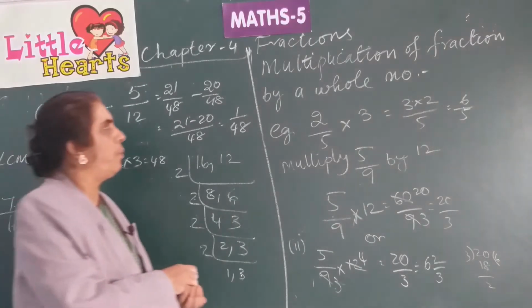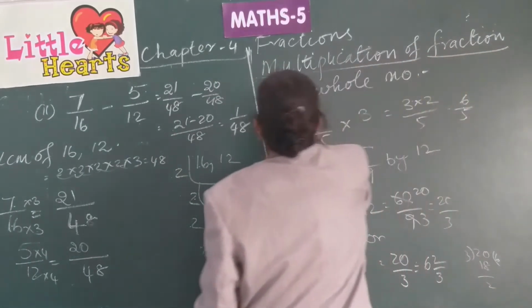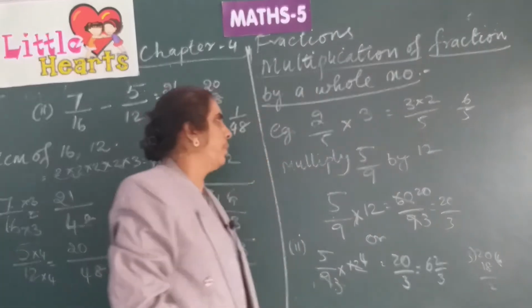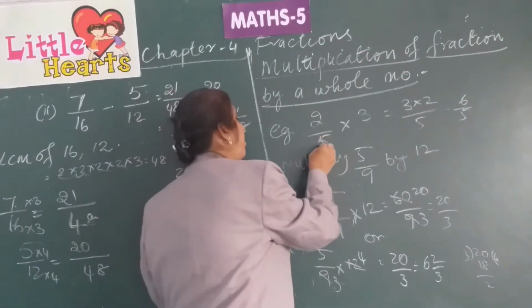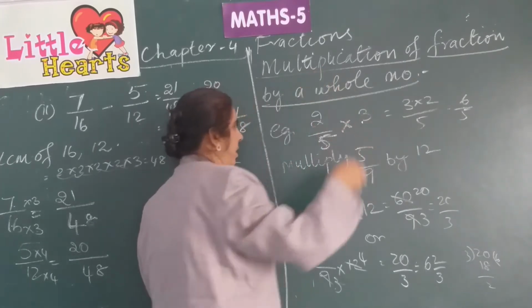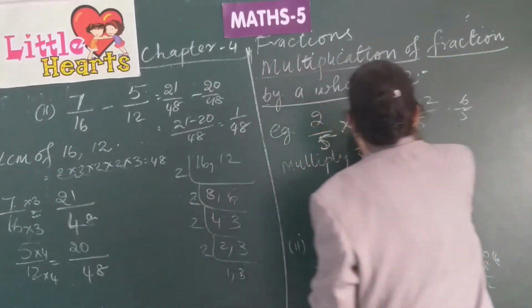Now let us go with multiplication of a fraction by a whole number. So take a fraction 2 by 5 and multiply with whole number 3. Example: 2 by 5 into 3. Then what should you do?